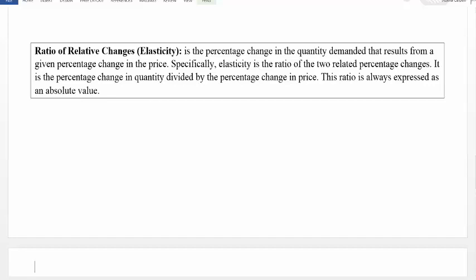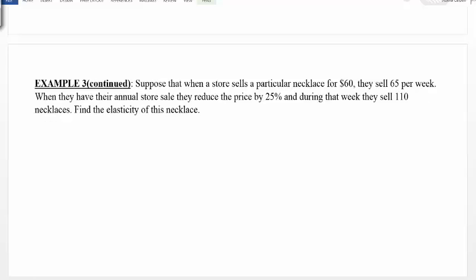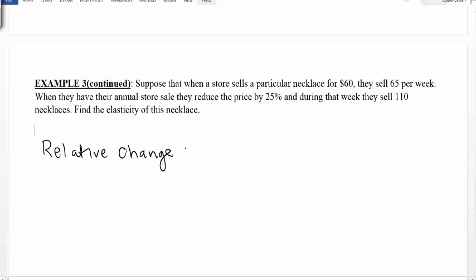So let's look at a problem and see how we apply this. So let's go back to our necklace example. We know that this particular necklace sells for $60 and they sell 65 per week. When they have their sale, they reduce the price by 25%, and during that week they sell 110 necklaces. We want to find the elasticity of this particular necklace based on its sales. In the last problem, we were able to look at the relative change in weekly sales. So the relative change in weekly sales is the relative change of the quantity. And we found that to be approximately 69.23%.